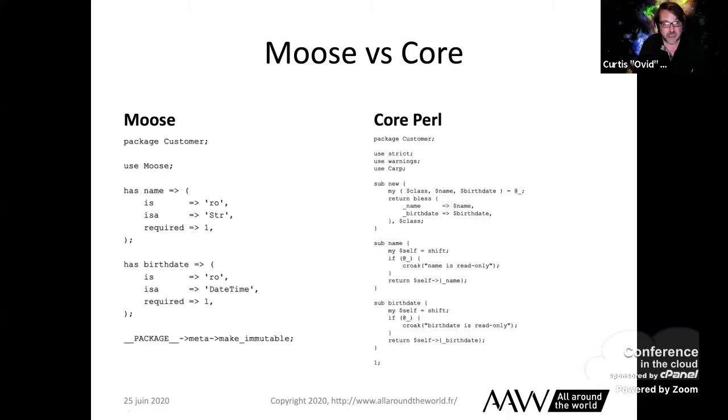In Moose, this is so much easier. You just declare each of them as read-only. Now you can declare the types. It's much easier to do. You can say they're required. Because you don't have a builder, that means you will have to pass them in the constructor. And then you've got this magic make_immutable at the bottom, because you can't tell when a class is done defining itself. But still, that's much better than classic Perl.